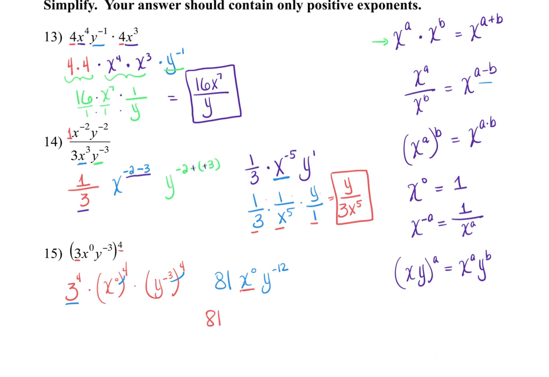Now remember, anything to the 0 power is just a 1. So I have 81 times 1 times, remember this is in the denominator, 1 over y to the 12th. And these were just over 1. Then I multiply across. 81 times 1 times 1, that is just 81. 1 times y to the 12th is just y to the 12th. And that is my answer.